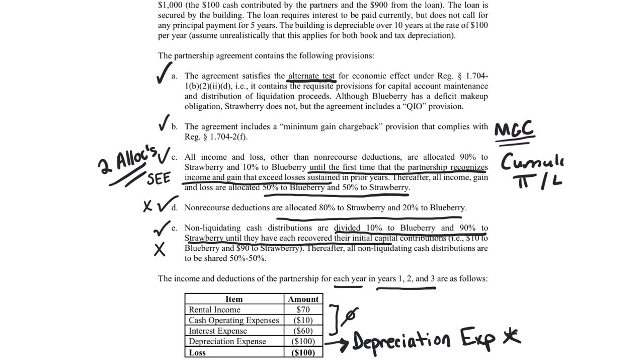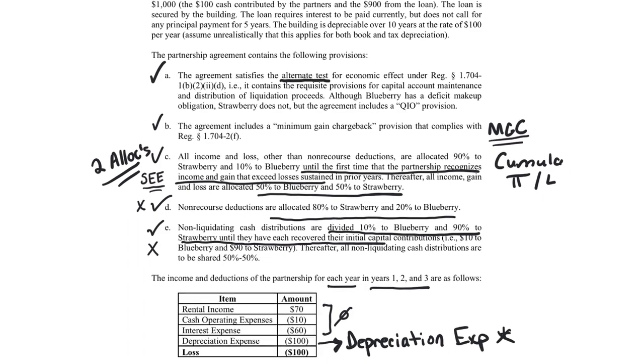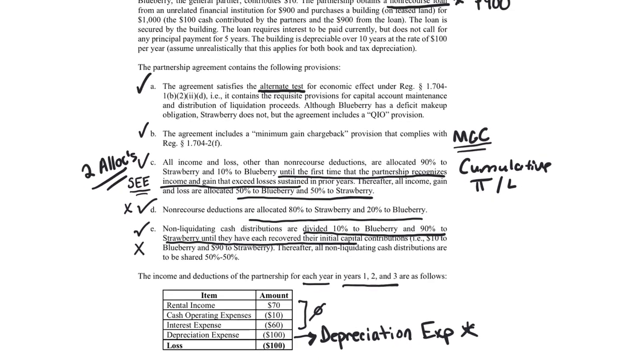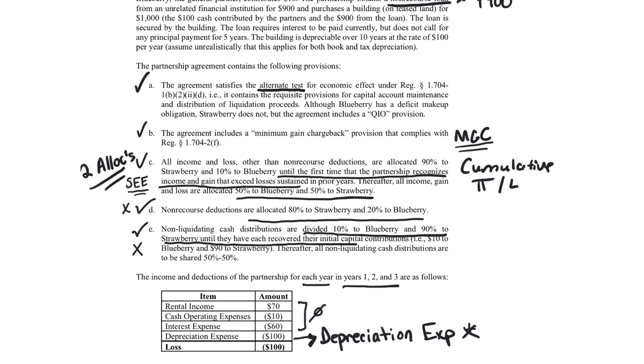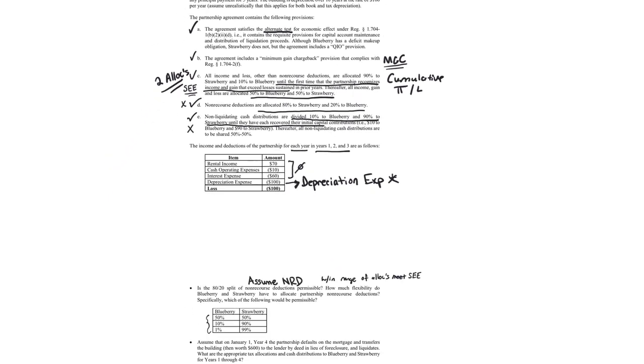There's two of them. It's possible in one year or another year to meet these respective allocations under SCE, right? It depends on how the business is doing. If the business is doing well, right, it's 50-50, right? And when you think of the cumulative profit, when the business is not doing well, it's the 90-10, 90 to Strawberry, 10 to Blueberry. So it's possible under SCE to meet both of those because we meet the alternate test. As long as Strawberry does not go below zero. That's the idea here under state law.